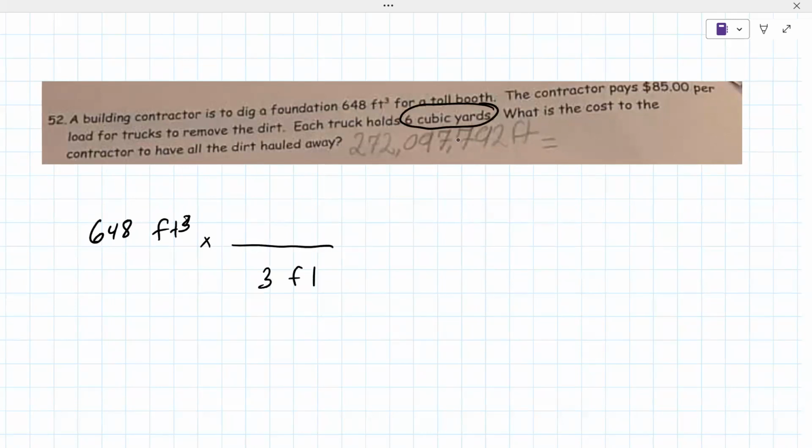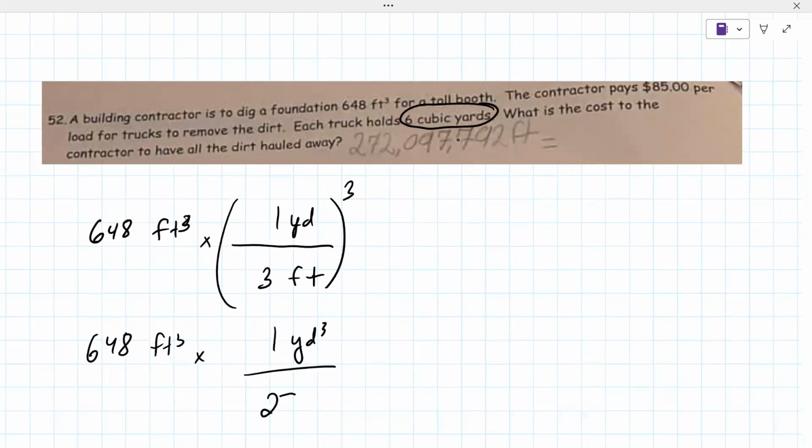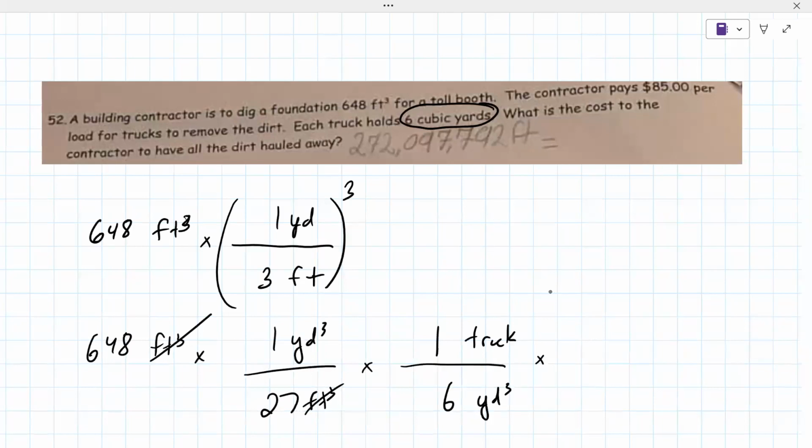So 3 feet is 1 yard and we need to cube this. So 648 feet cubed times 1 yard cubed over 27 feet cubed, like that. That will give us yards cubed. And then we know that one truckload is 6 yards cubed. But what we really know here is that one truckload costs $85. Right. So you do end up multiplying by 85, but you have to do this conversion here as well.